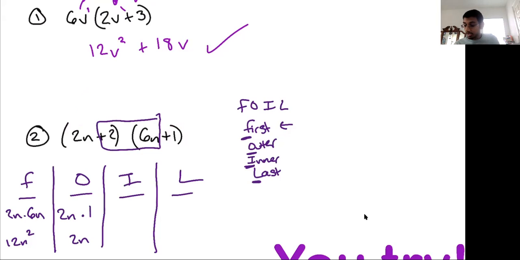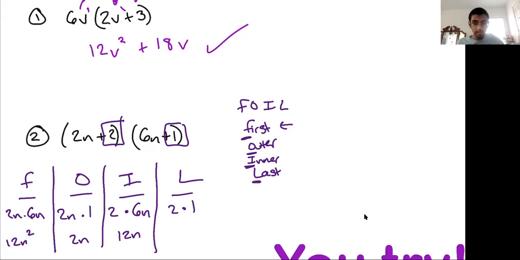So the inner terms, again, are 2 and 6n. So we'd multiply the 2 times 6n. That becomes 12n. And then finally, we have our last terms, which are the 2 and the 1, right? So again, this is going to be the same every single time you do a problem. So 2 times 1. So that becomes 2.